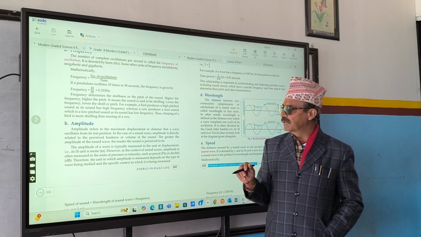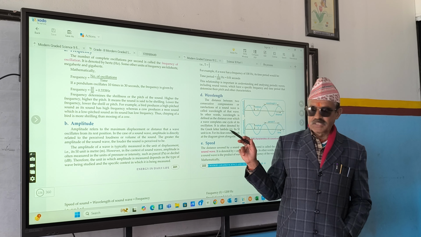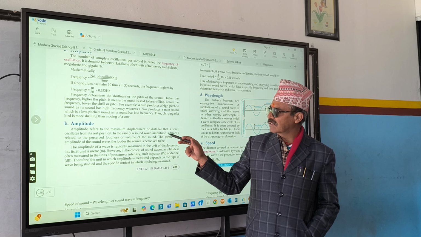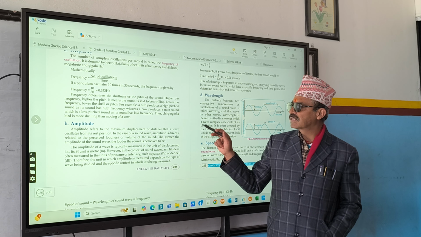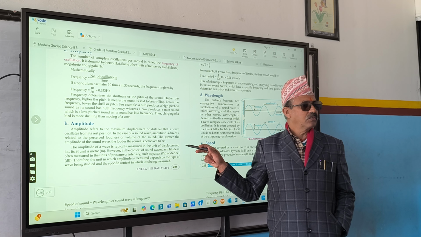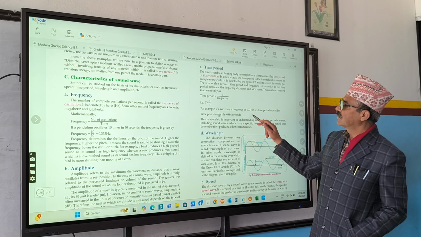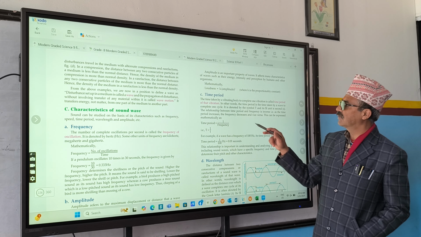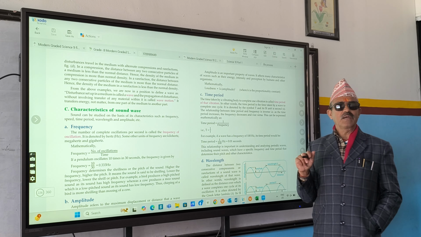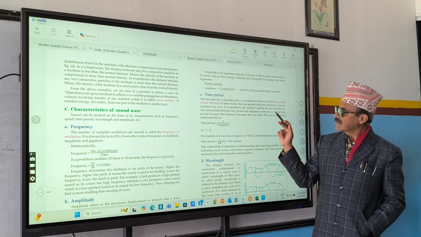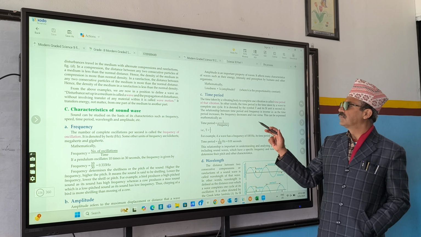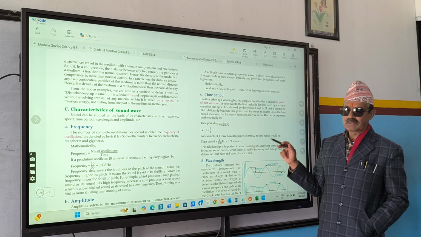Amplitude. What is the definition of amplitude? Maximum displacement or distance that a wave oscillates from its rest position. Main thing you have to underline and read. Next one. Time period. What is time period? Time taken by a vibrating body to complete one vibration.